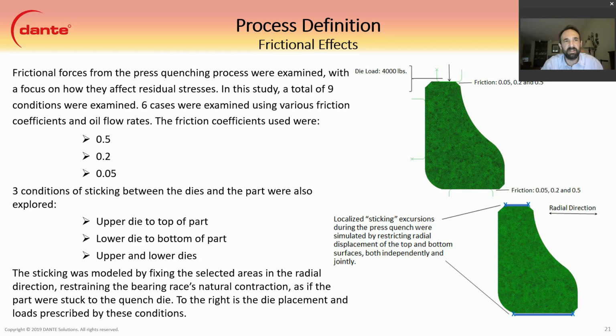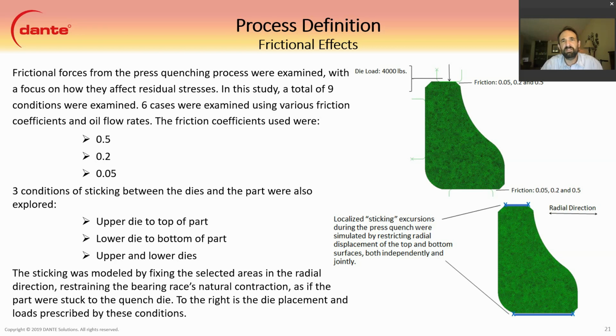So process definition and what we looked at. So we initially ran a frictionless model to start, and the model showed us that they should not be cracking the bearing rings. So it was determined that friction must be playing a part in all of this. So 3 friction rates were examined, a 0.5, 0.2, and 0.05.